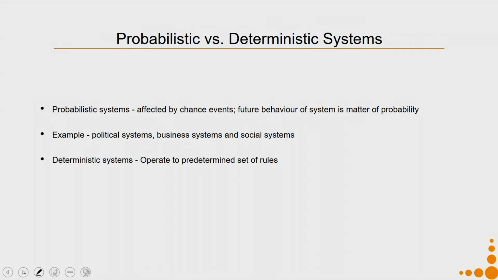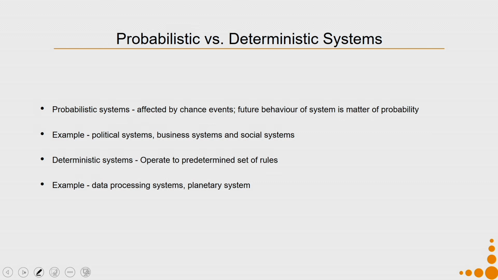Then there are deterministic systems. They operate to a predetermined set of rules. So they are not probabilistic. There is a predetermined set of rules and they will work according to that. Examples: data processing systems, planetary systems. They have certain rules built in, so the planetary system follows a particular rule of planets rotating, and that's a deterministic system. Data processing systems that we have in our computers are deterministic systems.